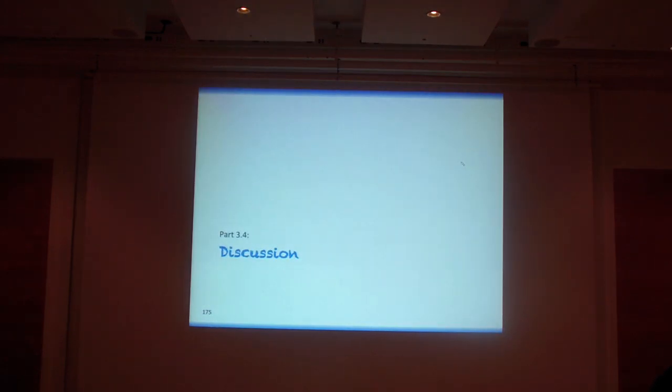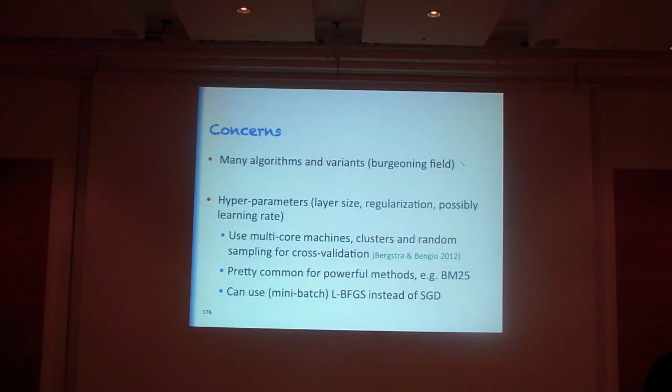Okay, last part of this tutorial, a little bit of discussion. Many people who approach deep learning have concerns, so let's try to address some of these. One concern is that there are so many algorithms and variants, what should I do? Well, it's a growing field, and there's a lot of exploration, there's a lot more that can be done. But some of the methods are becoming standard, and the code is out there, so I wouldn't be too worried. It's actually a good thing.